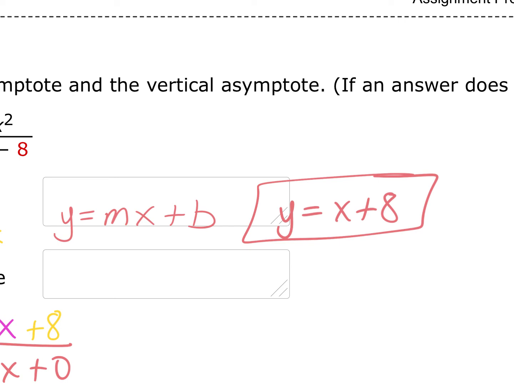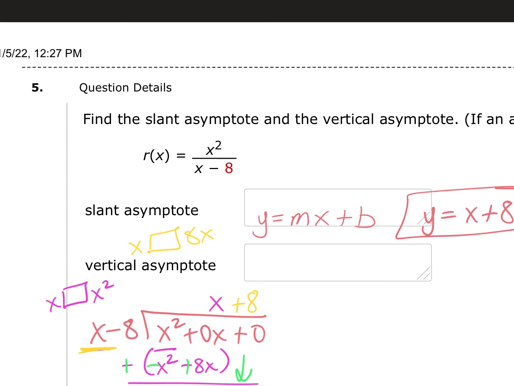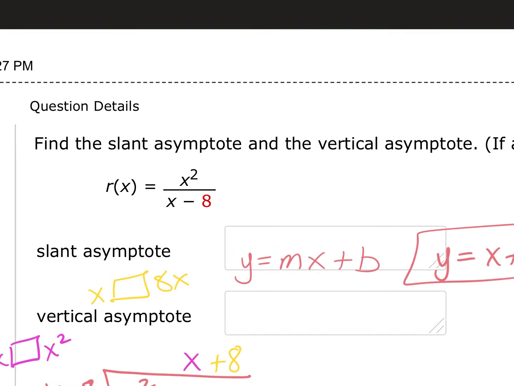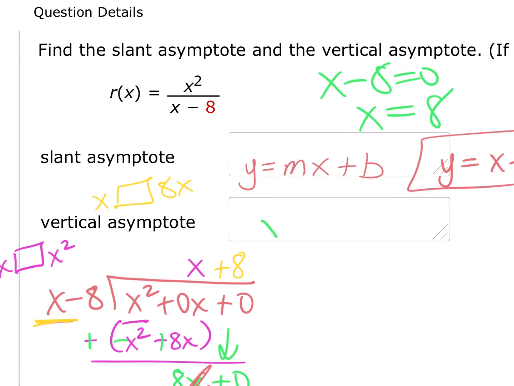So, let's look for the vertical asymptote. Remember, how do you find the vertical asymptote again? Set the denominator equal to 0. x minus 8 equals 0. Where's your vertical asymptote? x equals 8. I'm going to write x equals 8.